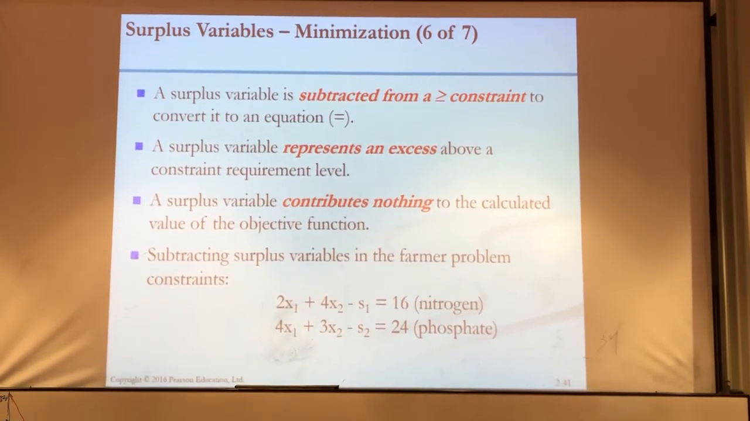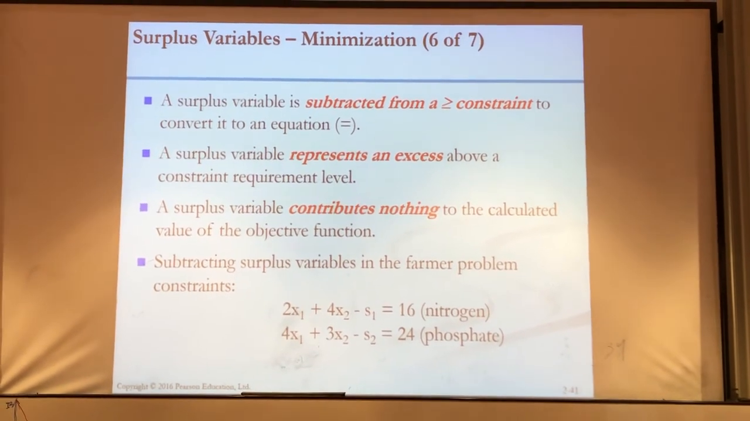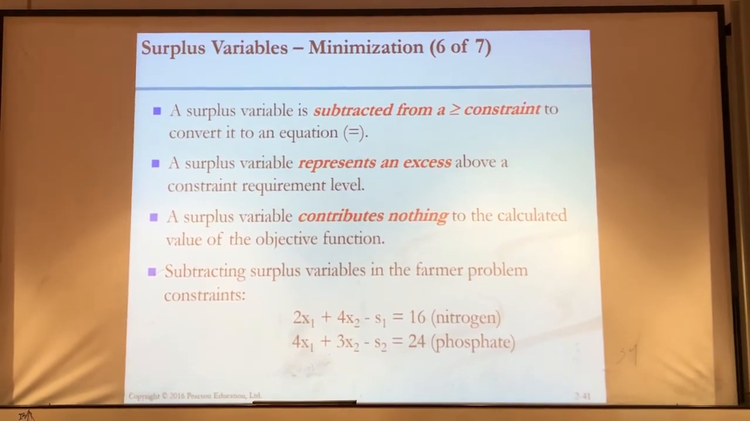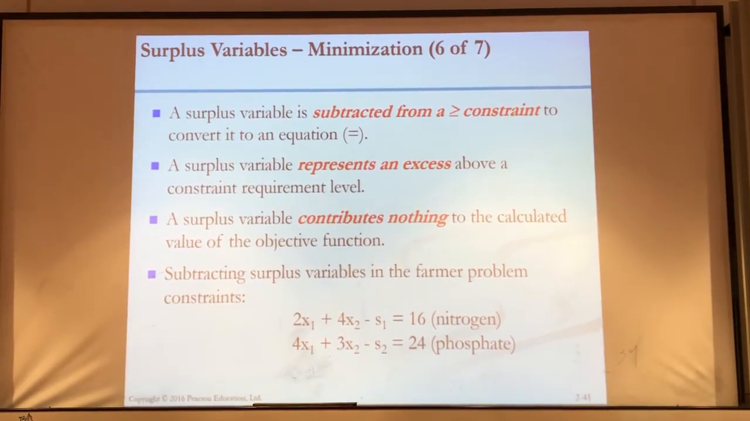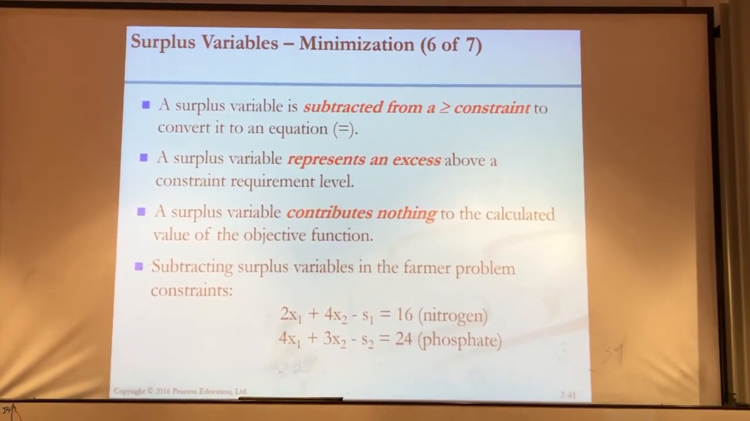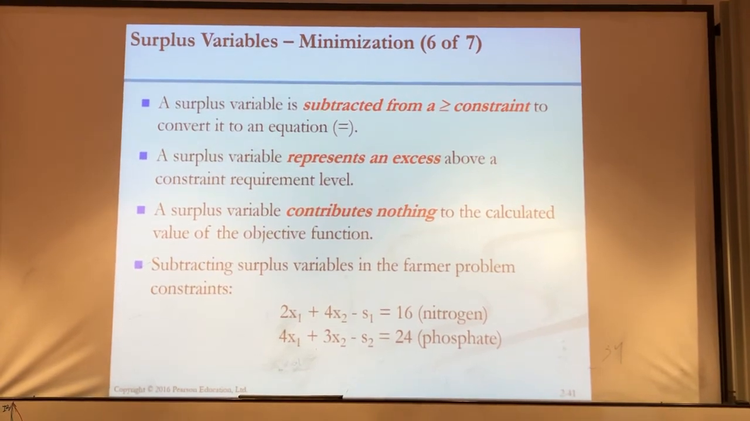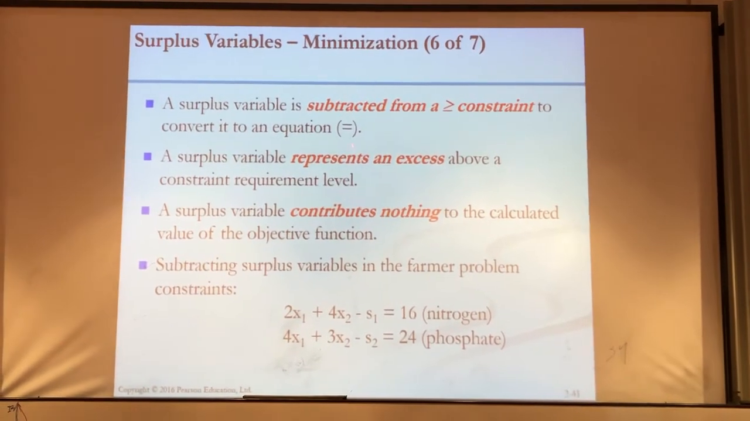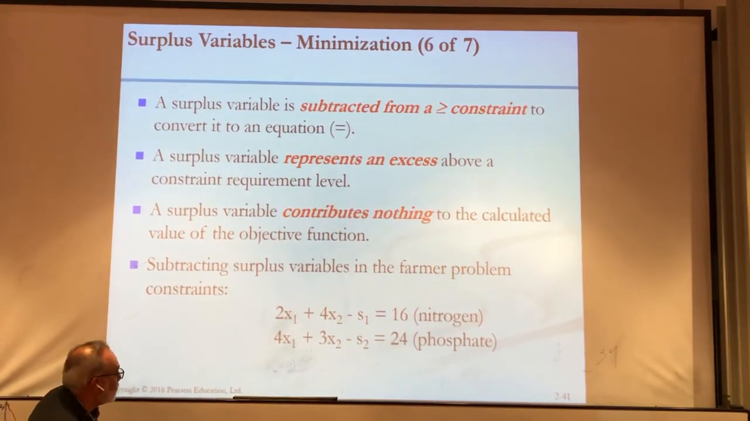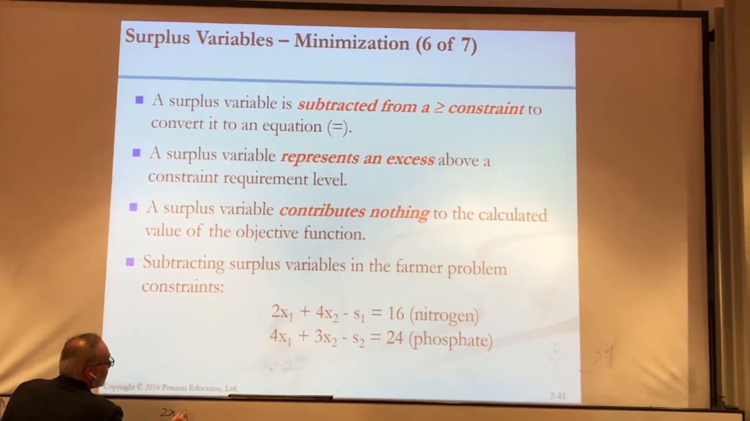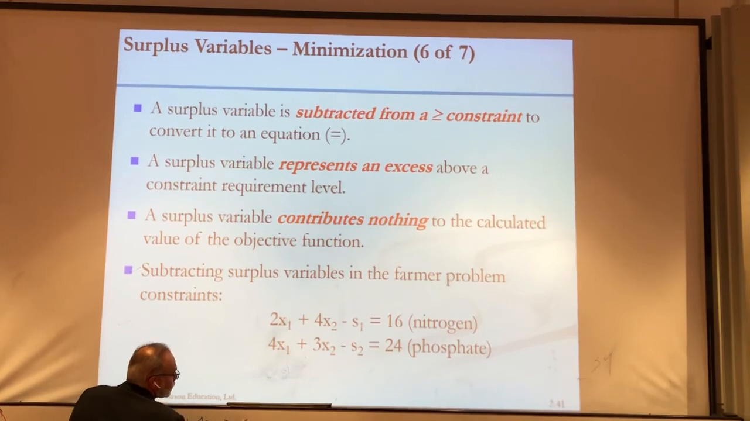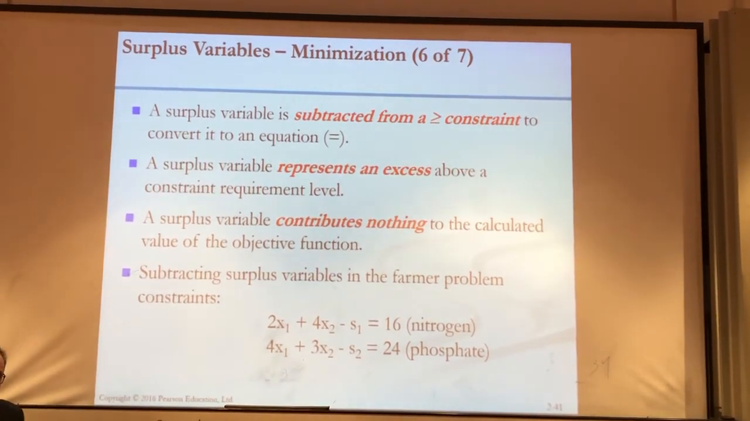This one is just adding the surplus variable. Similar to slack variables, we can add surplus variables with negative sign to make it equality. A surplus variable is subtracted from a constraint to convert it to an equation. We had 2x1 plus 4x2 greater or equal to 16. Okay, this was the constraint.